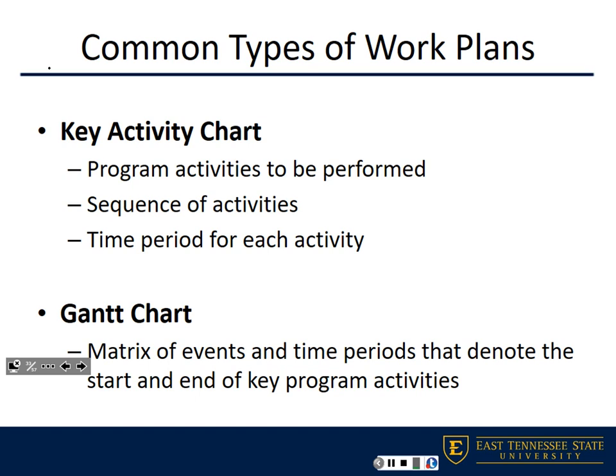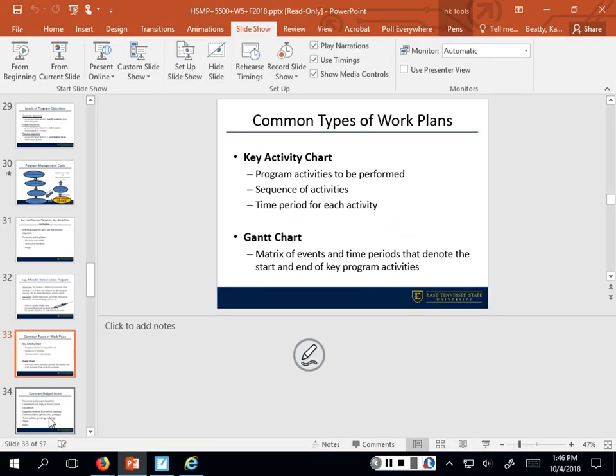A key activity chart is a very simple chart. This is actually what you will be doing for your team project. You will list the activities under each process objective in sequence. So what activities you need to implement first, then next, and so on. So in chronological order, and again, the person and the time period for each.